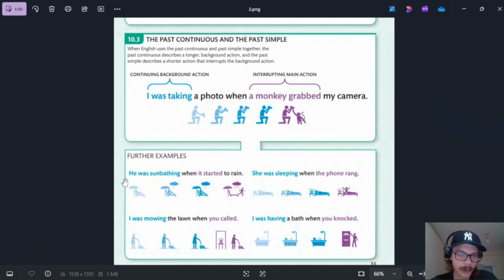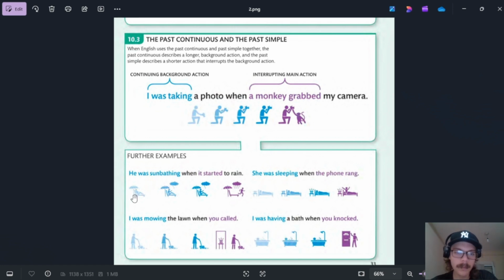Okay? So, he was sunbathing. If you remember how to make the question, you have to switch or swap the subject or the person and then the auxiliary verb, which in this case is was. So instead of saying he was sunbathing, you would say, was he sunbathing? Okay, you switch those two. If you want to make it open, easy, just add a question word. So you could say, when was he sunbathing? Where was he sunbathing? Why was he sunbathing?